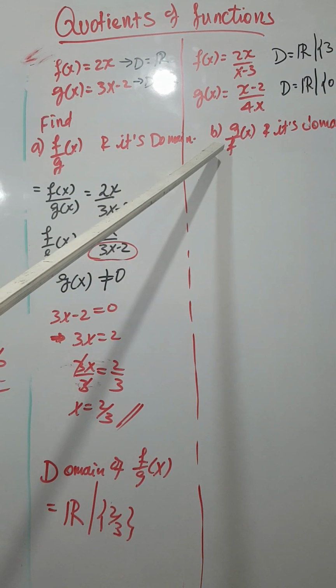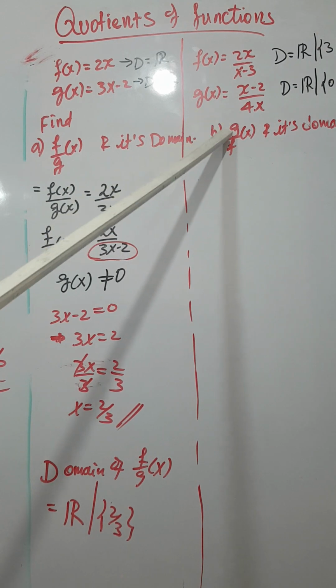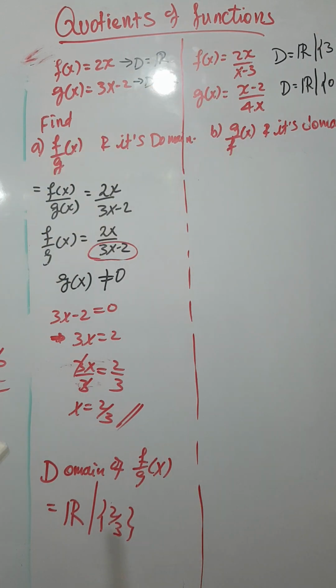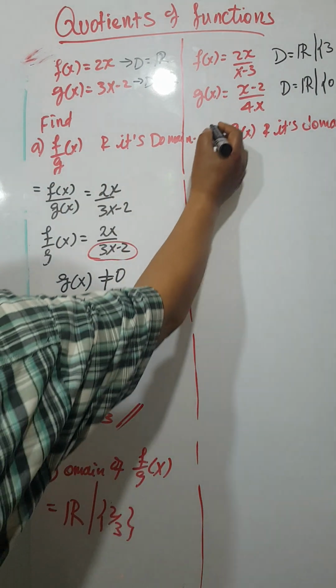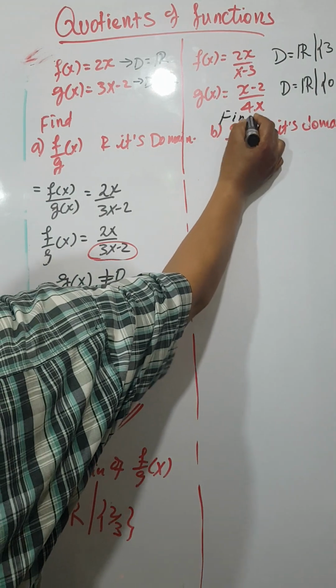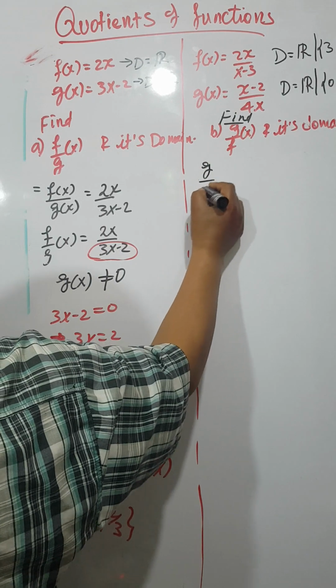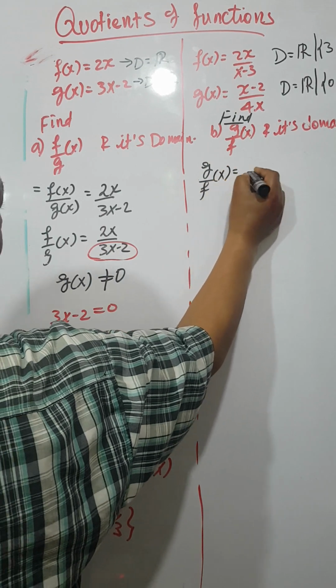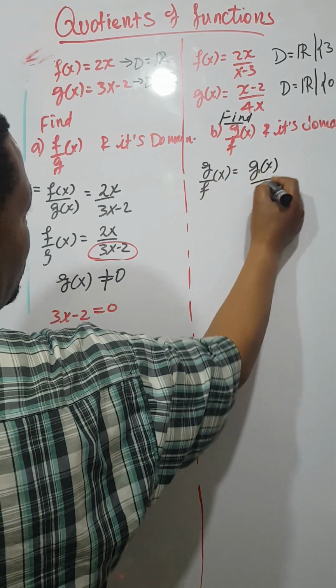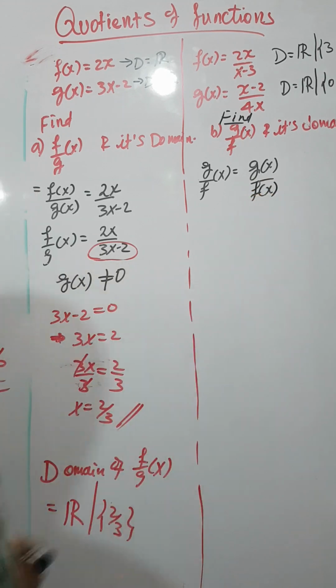Here we are supposed to find g over f of x and its domain. g over f of x is equal to g of x divided by f of x.